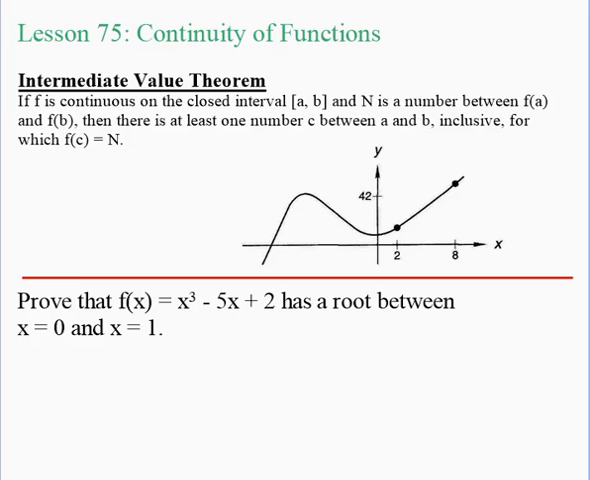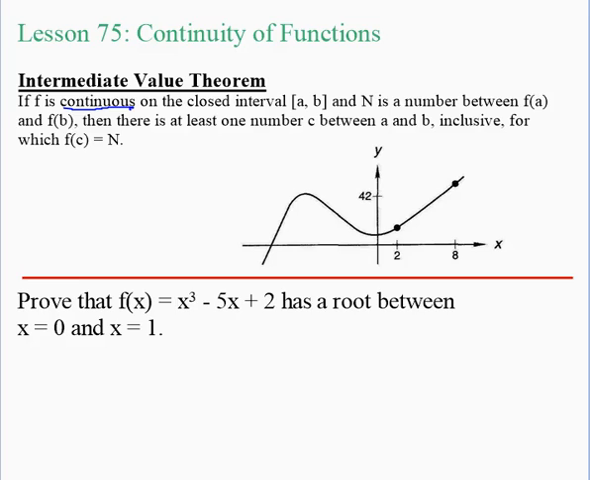It's called the intermediate value theorem, and it says if f is continuous, so this idea of continuity is important, and we'll talk about this later, but if f is continuous on the closed interval AB, and n is a number between f of a and f of b, so the y values, then there is at least one number in that interval for which f of c, so some value in here, c, will equal n.